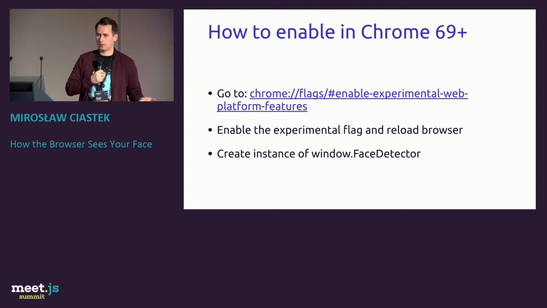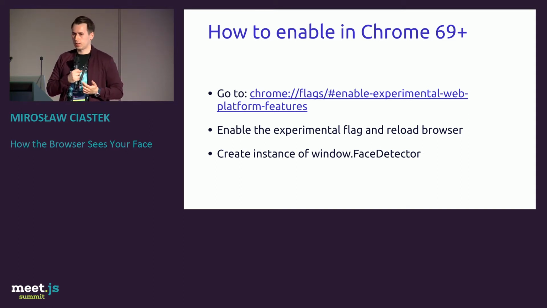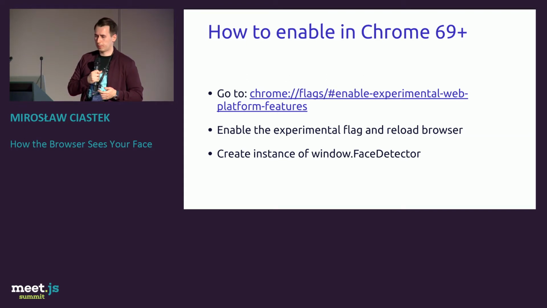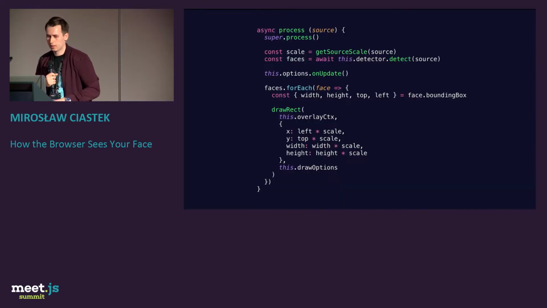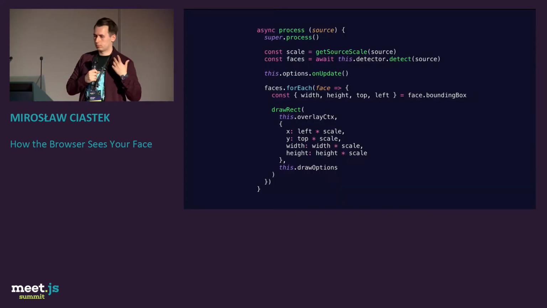So how do you enable it in Chrome 69 plus? As it is an experimental feature, we need to enable the flag for experimental features, reload the browser, and we get access to the FaceDetector interface. Then we create a new face detector, input the source that we want to be analyzed, and get the results. It's also an async API.